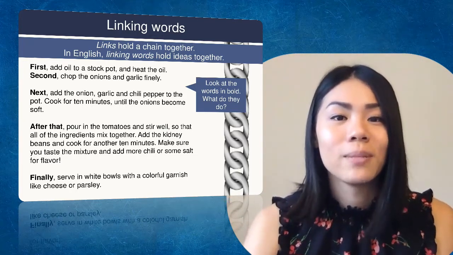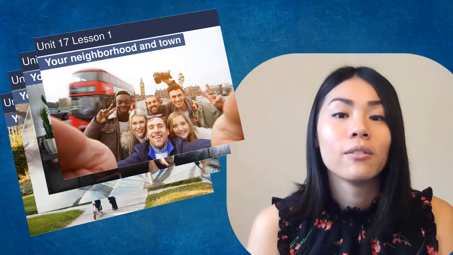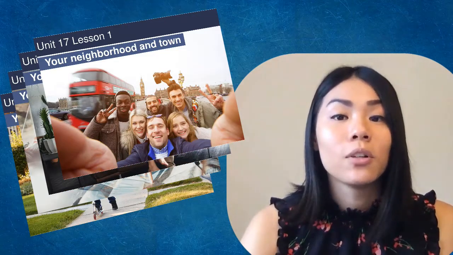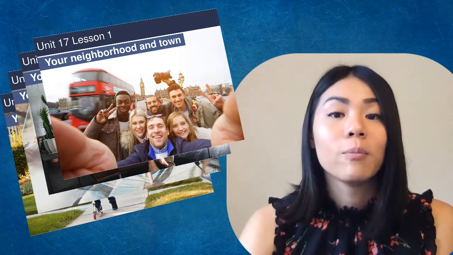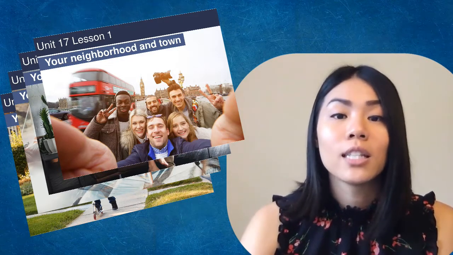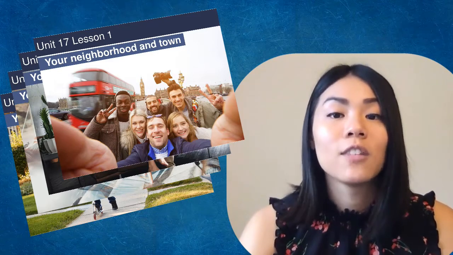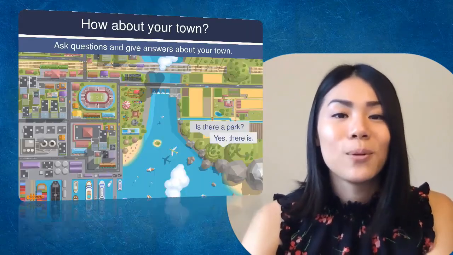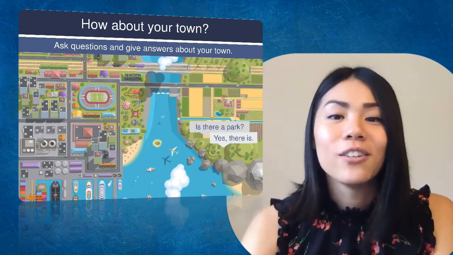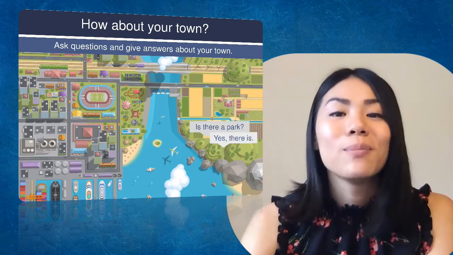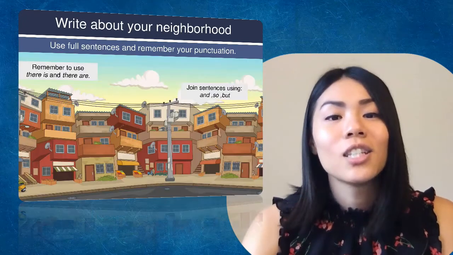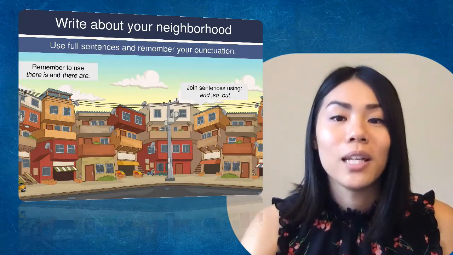Unit 17 is about your neighborhood and town. These lessons explore the students' local surroundings to introduce there is, there are, have for possessions and belongings, and possessive s, as well as possessive pronouns. Students explore the areas by looking at their city, their neighborhood, and their home. At the end of this unit, along with the basic ability to give directions, students can talk about the things that they own and the places that exist in their neighborhood.